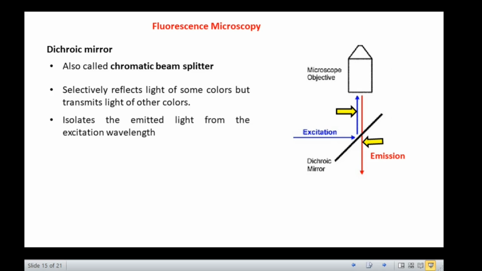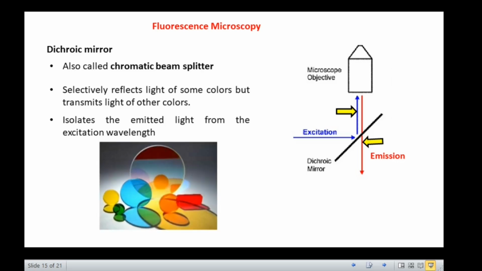The dichroic mirror is to be selected in such a way that the wavelength at which a beam splitter allows the longer wavelengths to pass must be set between the excitation and emission wavelengths of any given fluorochrome, so that excitation light is reflected and emission light is allowed to pass through it.